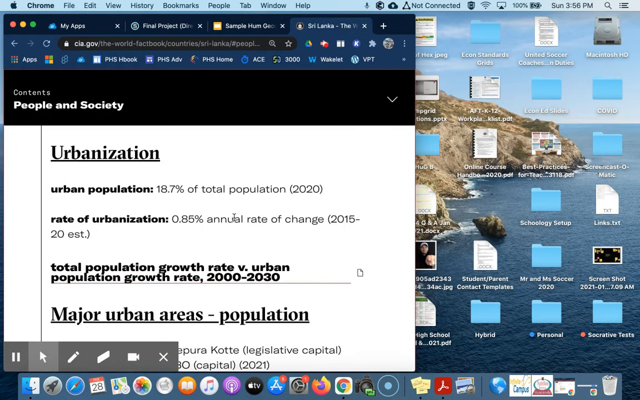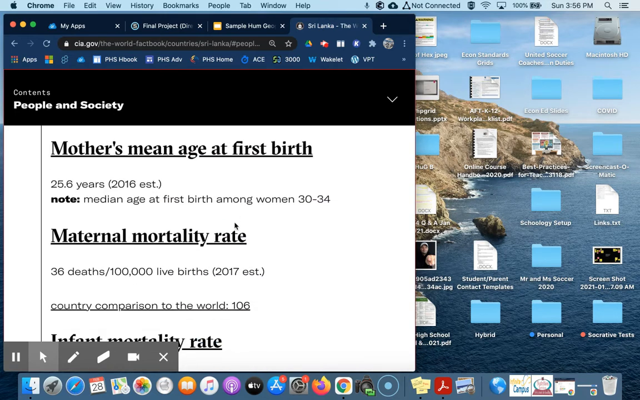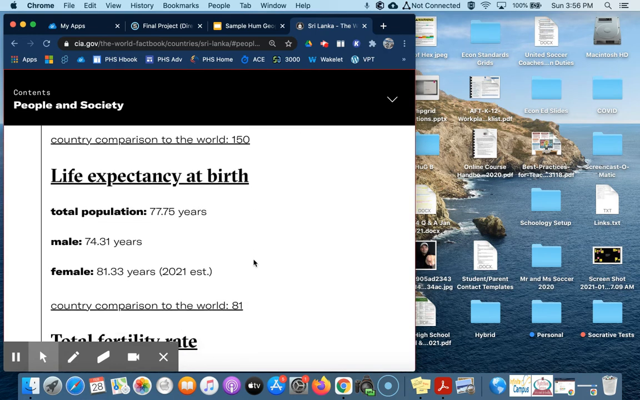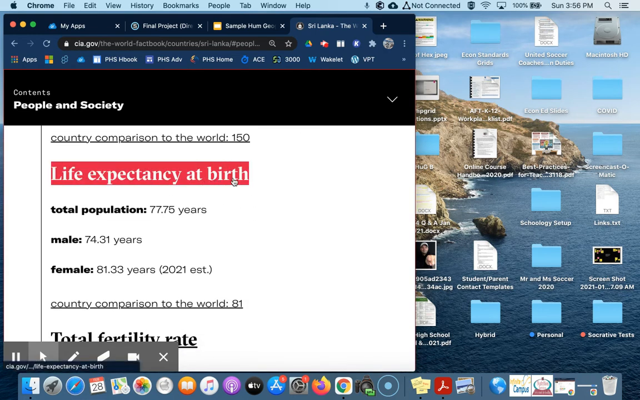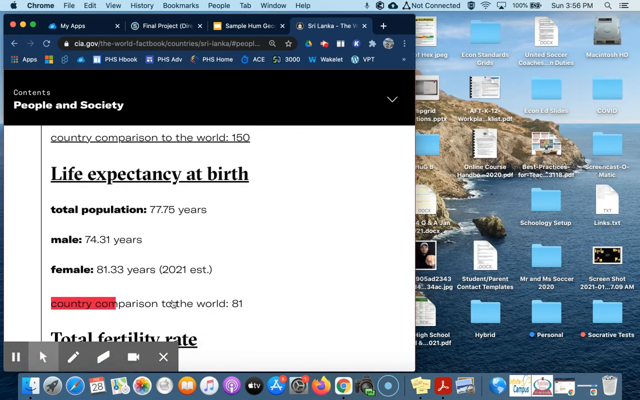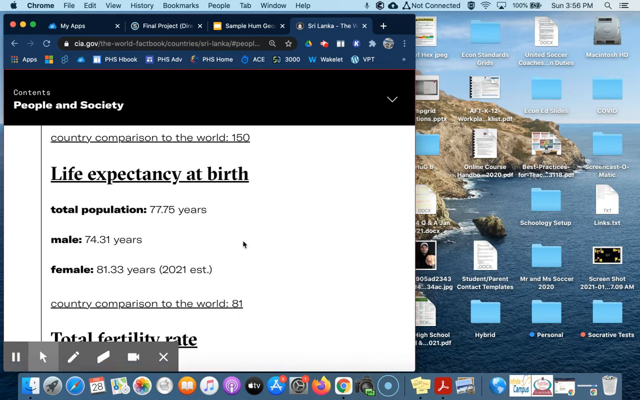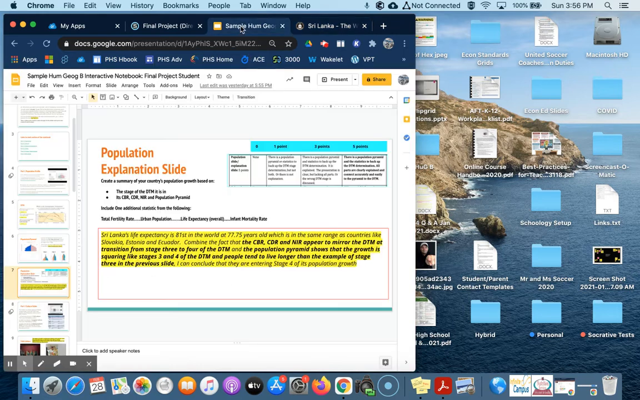So as I was looking through Sri Lanka, here's your infant mortality rate. That's where I found life expectancy. And note, with each of the statistics that you're looking up, it usually tells you where it compares to other countries in the world. And so I like that because it gives me an idea of where this country ranks. So I even included that in my explanation, 81st in the world.